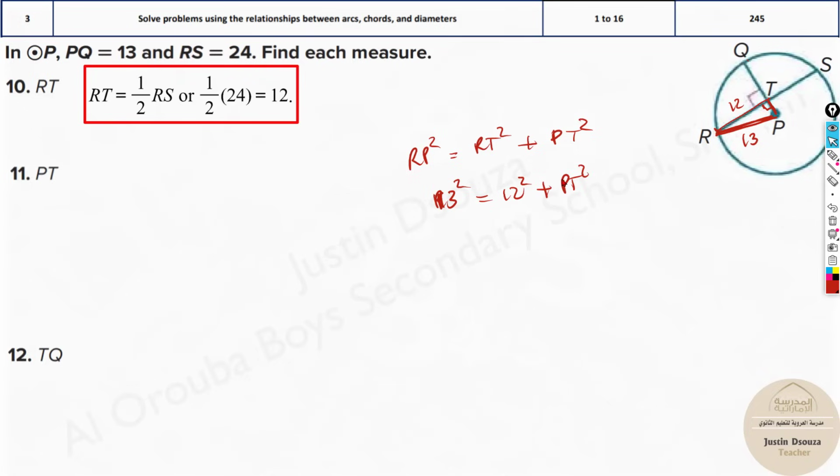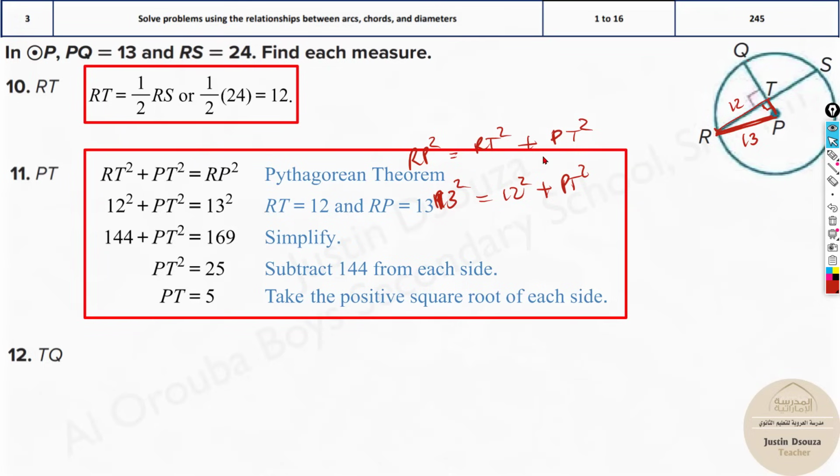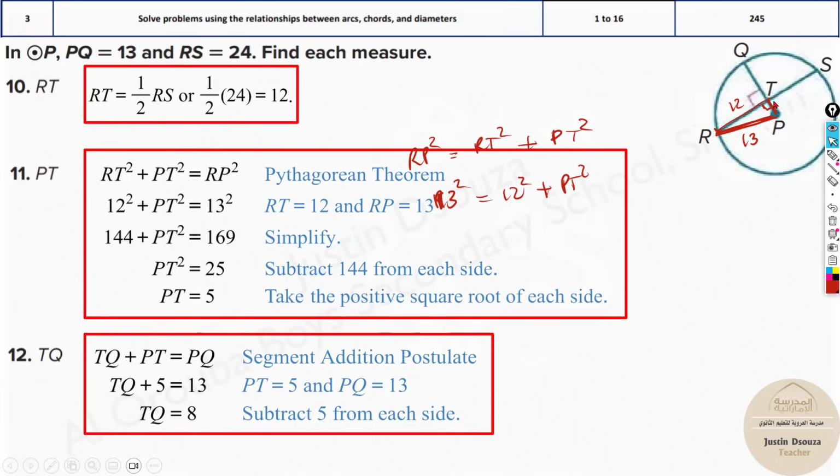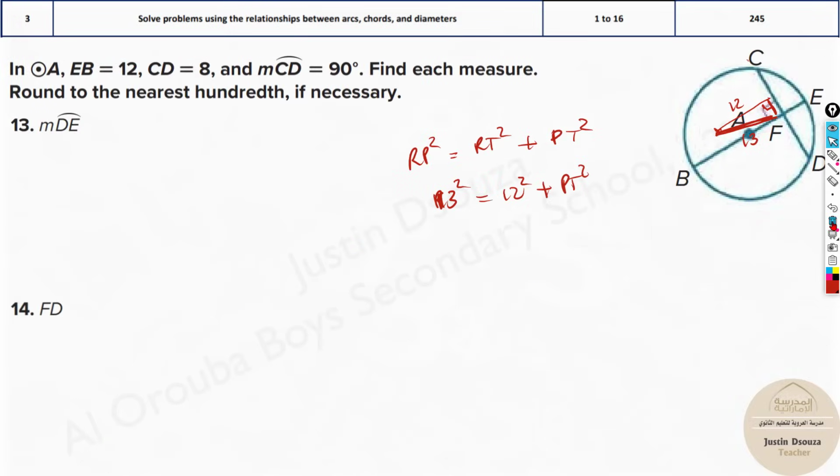Now this is a Pythagorean triplet. If you remember, 5, 12, 13 are a Pythagorean triplet. So hypotenuse is 13 square. This is 12 square. This is 5 square. The answer will be 5. But otherwise, you can just solve this in calculator. You will get the answer 5. What about TQ? TQ is very simple. We know the radius is 13. 13 minus PT we just now solved. That will be the answer. 13 minus 5 is 8. And here again similar problems, but this time we have to find the measure of arc, DE.